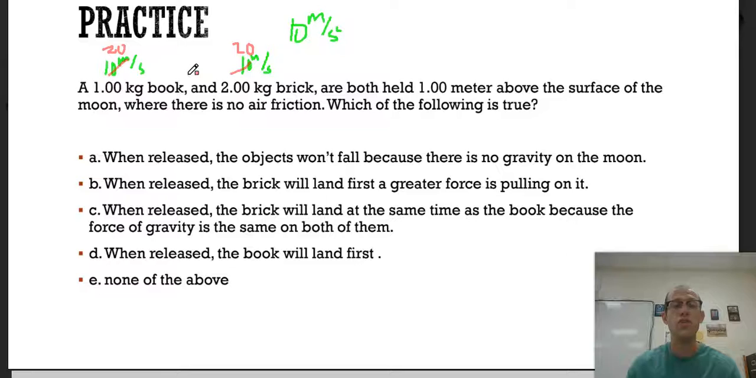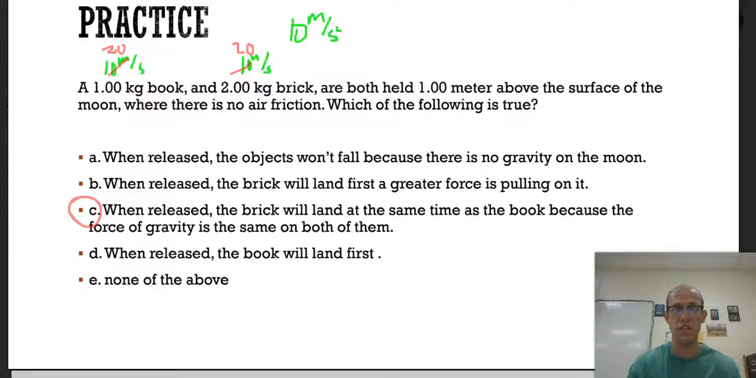The only thing that's going to slow these down is some upward friction force, which is not present on the moon because there is no air. And because of that, when released, the brick will land at the same time because the gravity is the same on both of them. The force is not the same, but the acceleration, gravity, is the same on both of them. If you want to think about it, space-time is warped the same by the pull of the moon for both of them. So they're going along the same geodesic, and they're going to land at the same time.